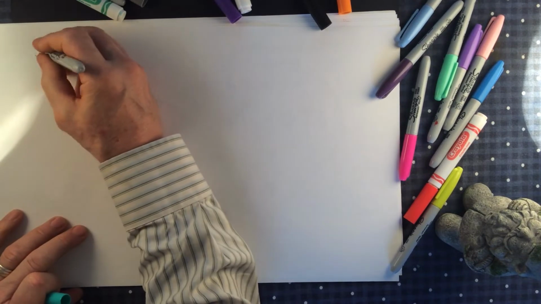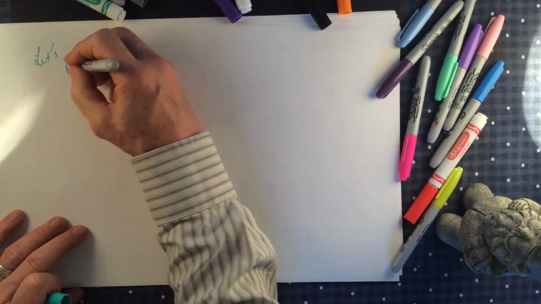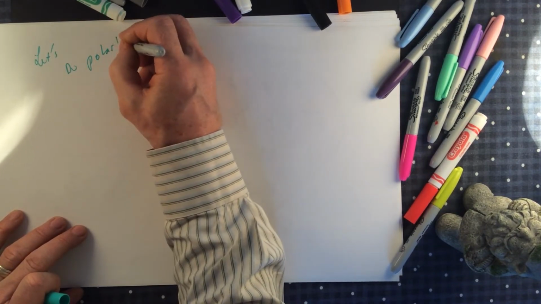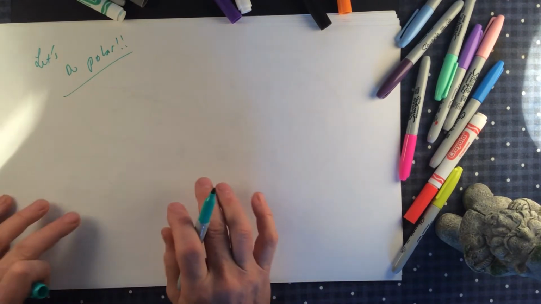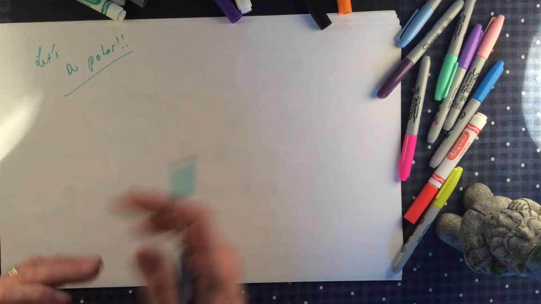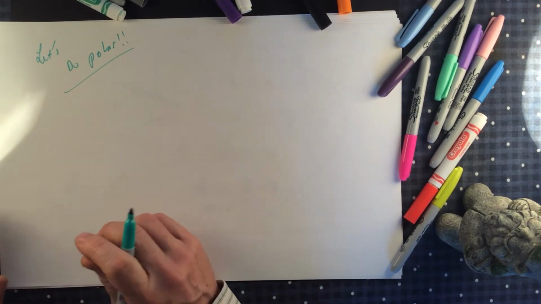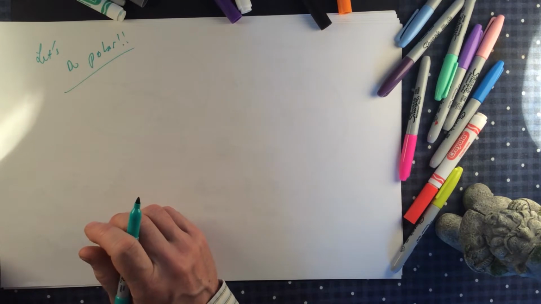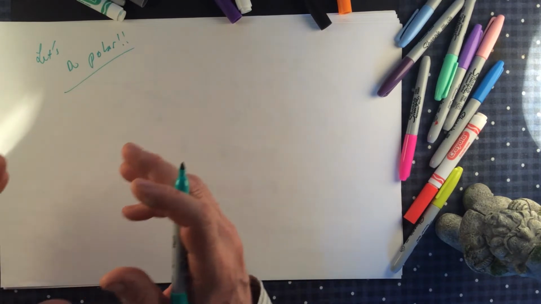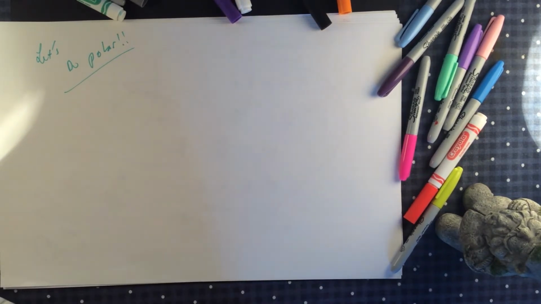Well, let's do polar. Now, if you remember when we did the chain rule on the polar equation, it looked pretty nasty. So you either have to memorize that formula for the derivative in polar, or you have to choose to write it in a slightly different way.